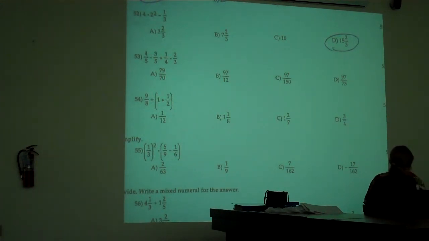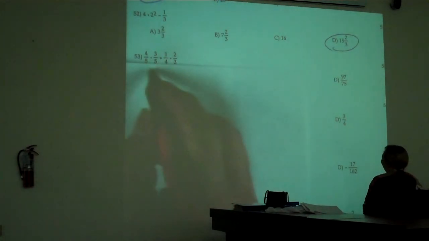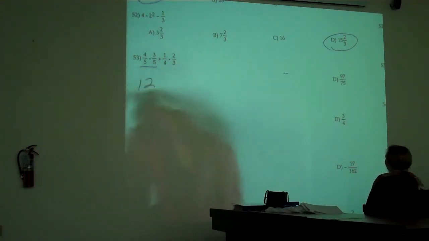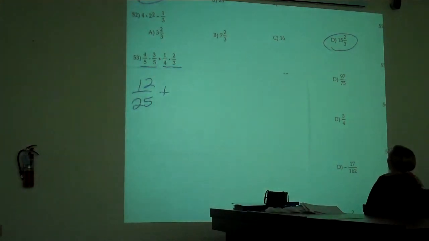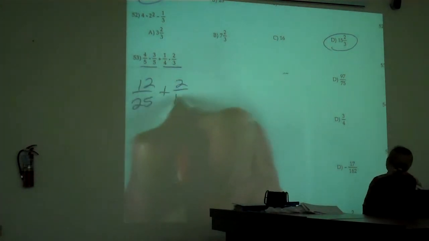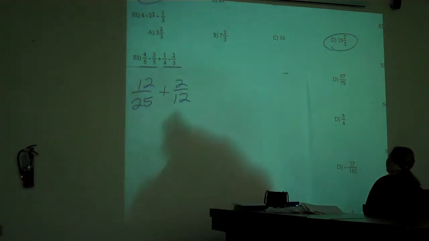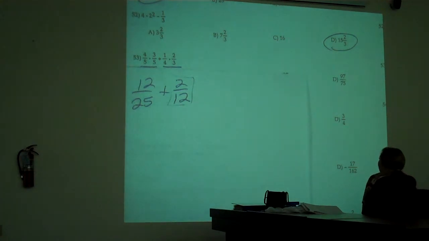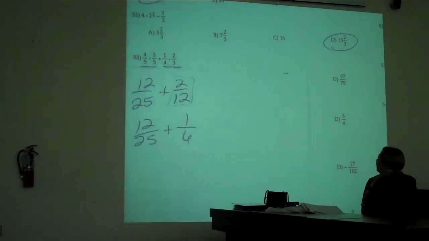Okay, so did y'all multiply first? 4/5 times 3/5. That would be 12/25. 1/4 times 2/3 is 2/12. Okay, find the common denominator. Actually, you can reduce this if you want to, so you don't have quite such a big number. Make it 1/6, so you have 12/25 plus 1/6.